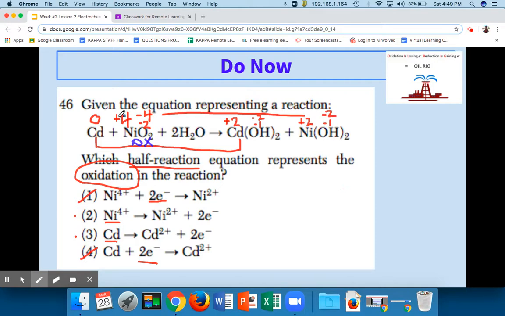And if we look at nickel, it's going from +4 to an oxidation state of +2. So its charge is going down. We know that nickel is being reduced. So going back to our options, it can't be this because nickel is actually being reduced, and this actually isn't even correct then. So it must be cadmium. We said that cadmium is going from a 0 to a +2, and we see that here, and it's achieving that by losing 2 electrons.